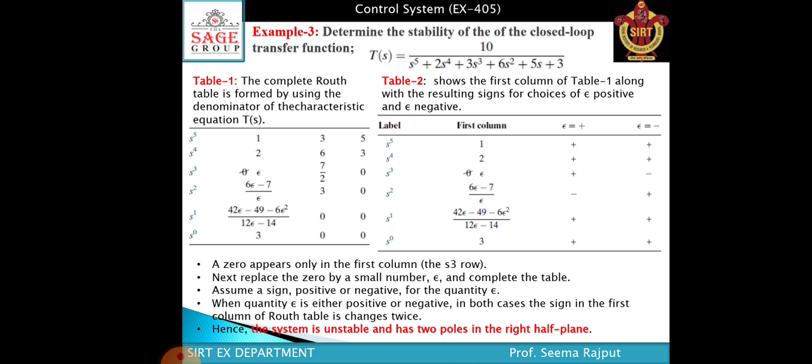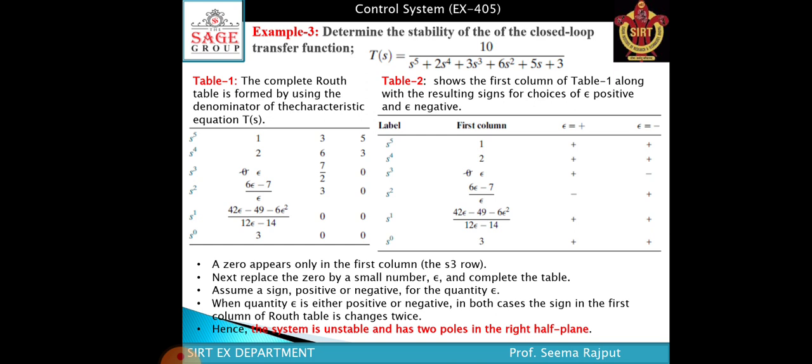In this example, determine the stability of the closed loop transfer function. The transfer function is T(s) equal to 10 upon s to the power 5 plus 2s to the power 4 plus 3s cube plus 6s square plus 5s plus 3. The denominator is the characteristic equation. So we have to draw table 1.